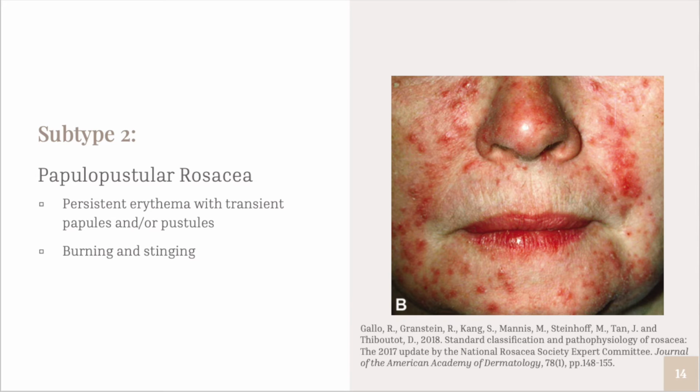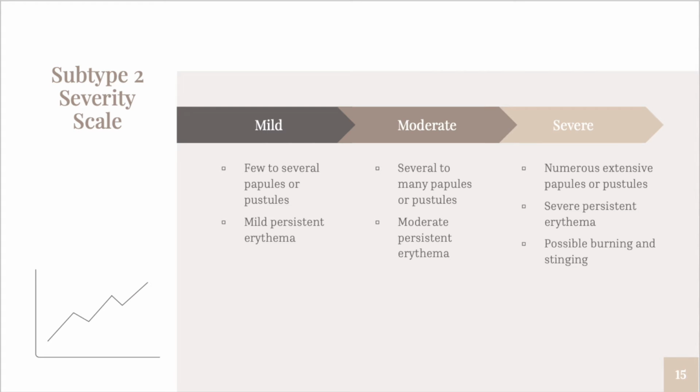Subtype 2 is papulopustular rosacea, and the main identifying feature is the presence of papules and/or pustules. Persistent erythema along with burning and stinging are also present. Mild subtype 2 is characterized by a few papules or pustules and mild erythema. The number of papules and pustules as well as the intensity of the erythema increases with the severity of the subtype. Severe subtype 2 can also have burning and stinging sensations.